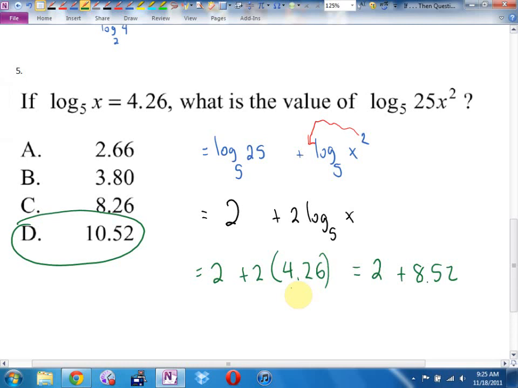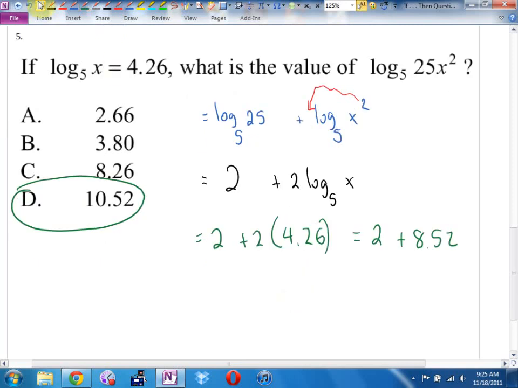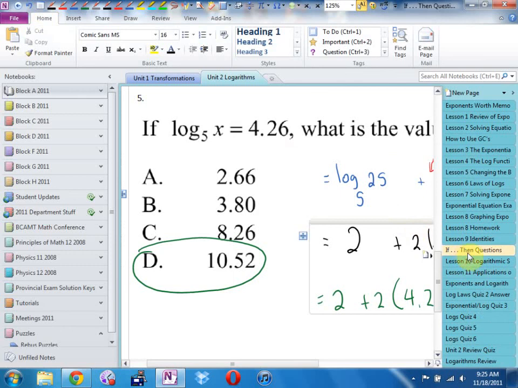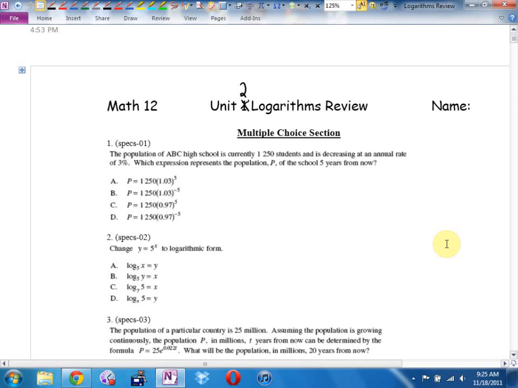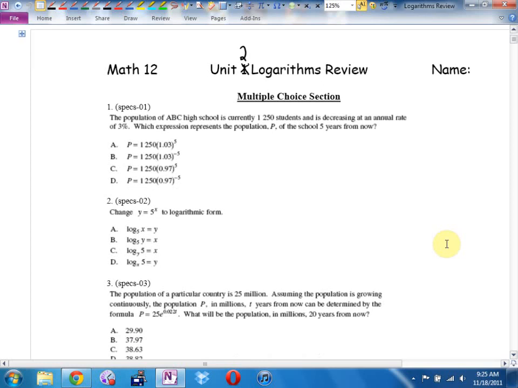What's your homework? I gave you a logarithms review quite some time ago, I think. Did I not? The great big unit review? We're approaching the end of the unit. 4 more lessons, I think.